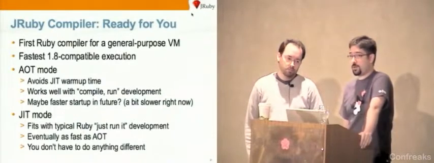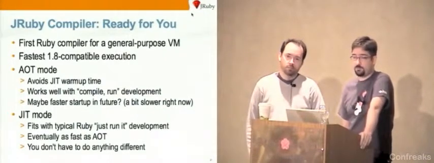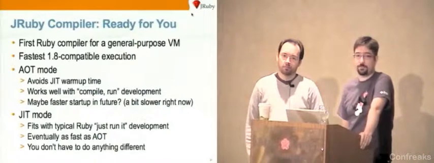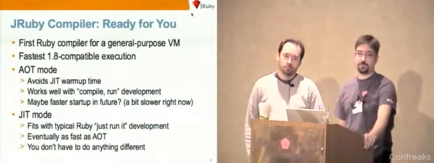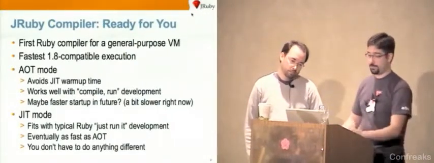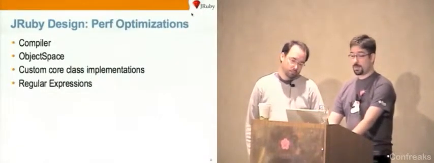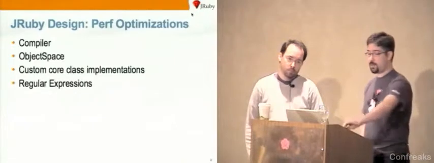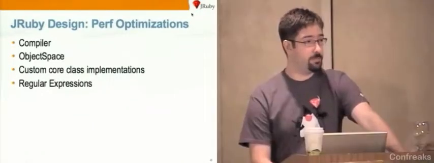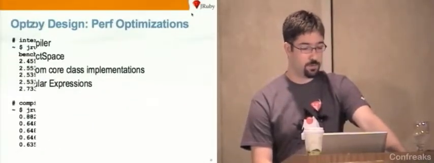But if you just want to run your code like normal Ruby, you can just let it fall back on JIT mode, and stuff will eventually compile anyway, and you'll eventually get the same performance. There'll just be a little bit of a warm-up time for it. So really, you don't have to do anything different in that case. So now some of the performance optimizations. I wanted to talk through some of these. I'm not going to get too deep into these because some of them are a little unusual, a little weird.